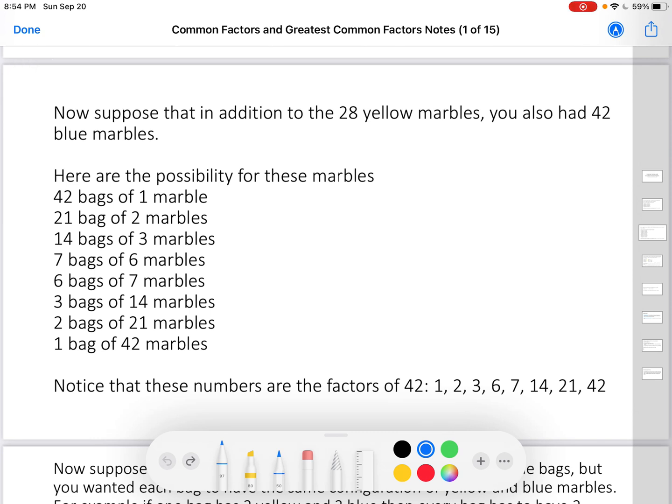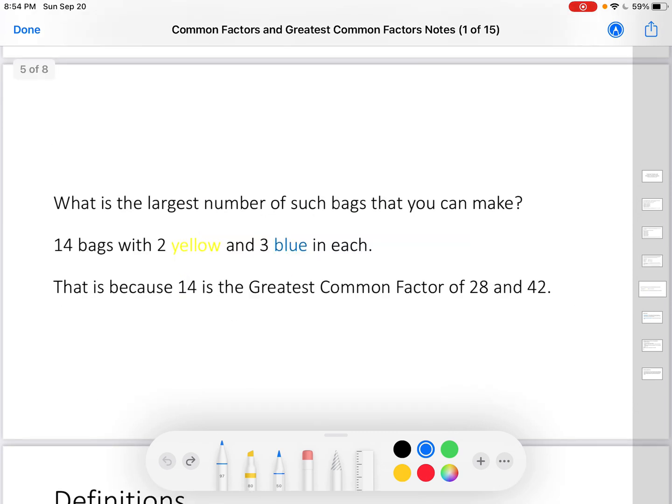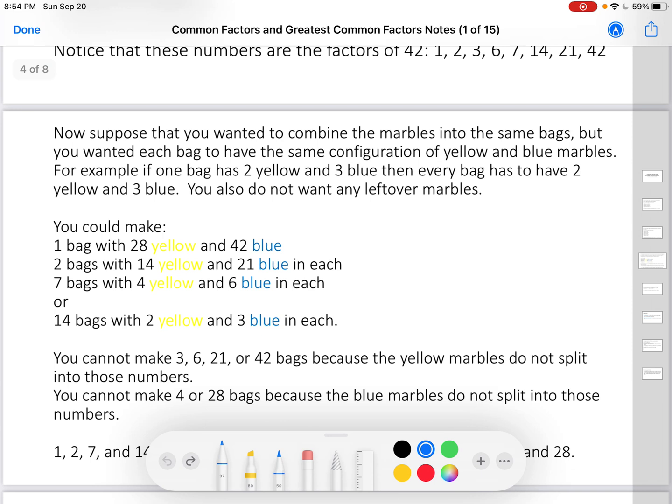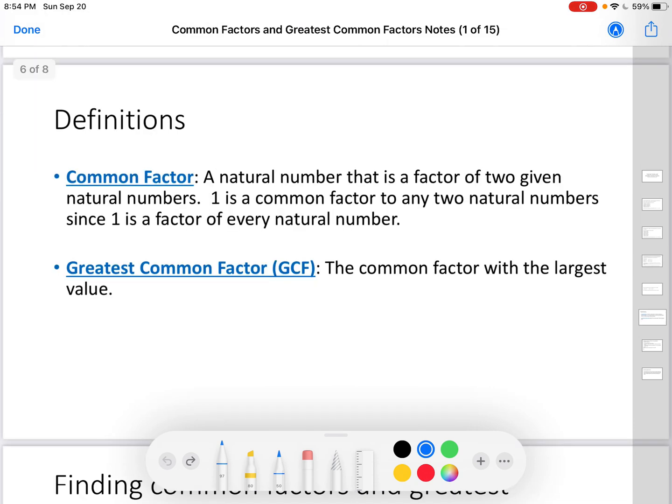Got the idea? Now, what's the largest number of such bags that you could make? Well, it would be 14 bags with 2 yellow and 3 blue in each. That's because 14 is the greatest common factor. Our choices are 1, 2, 7, and 14. What's the biggest number of those? 14 is the biggest number.